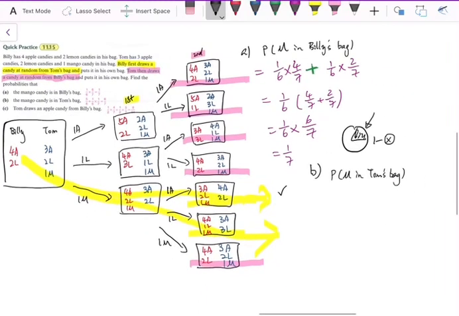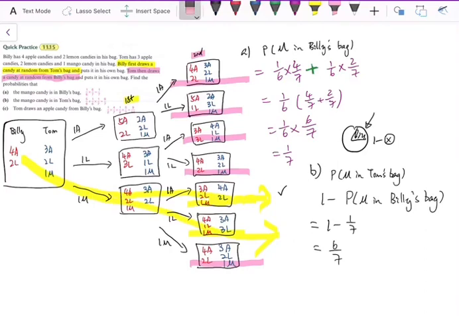Okay, so let's write it down. Probability of mango in Tom's bag. If it's in Tom's bag, that means not in Billy's bag, right? So we just do 1 minus the probability of mango in Billy's bag. So easy, 1 minus the answer in the A part. That's it. The answer is 6 out of 7. So this is the B part answer.